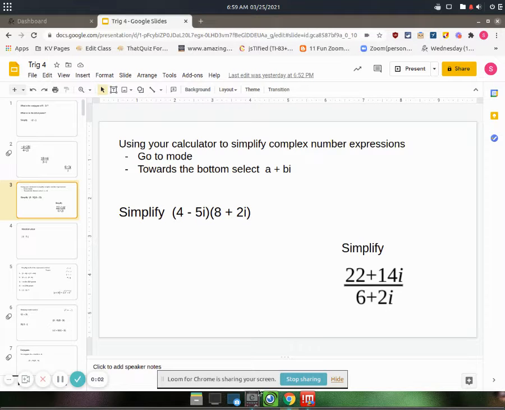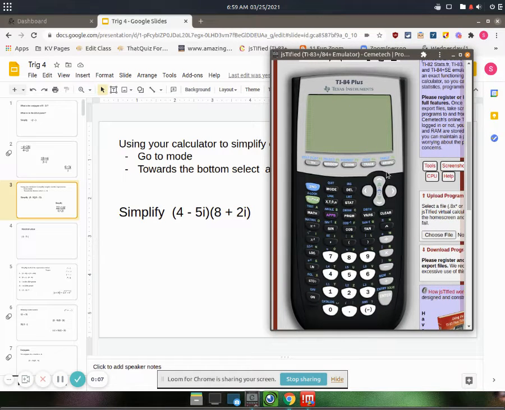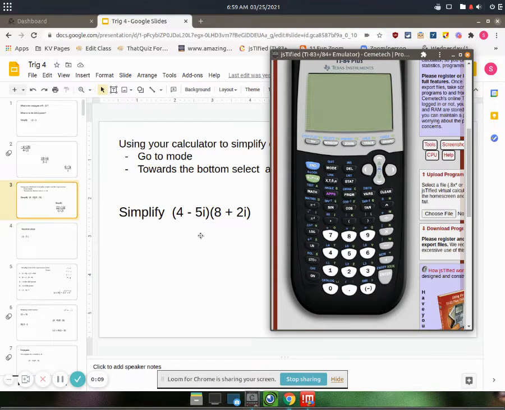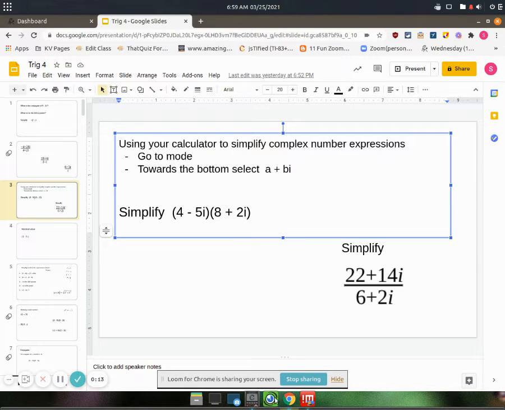All right, hey kids. In this video, I want to go over how you can use your TI-84 to simplify little complex number expressions, whether it's multiplying, adding, dividing, that kind of stuff. I'm just going to do multiplying and dividing in this first video here.